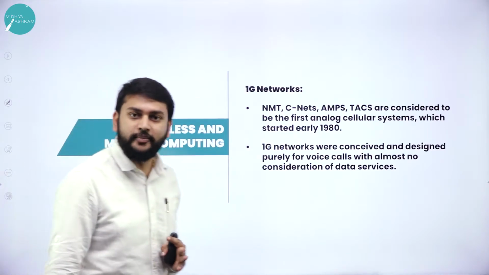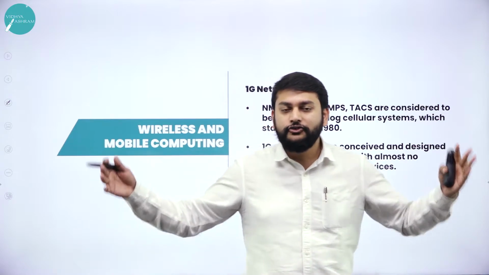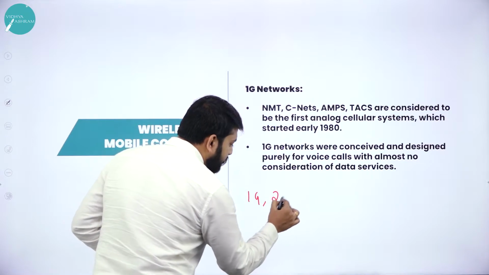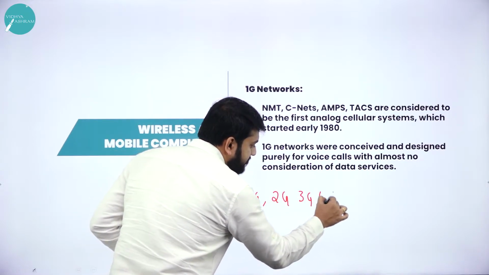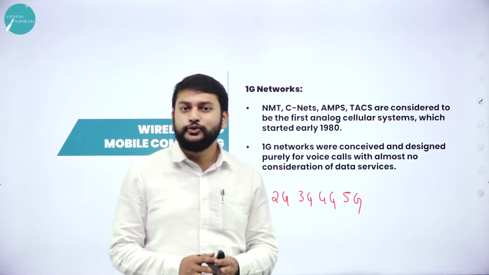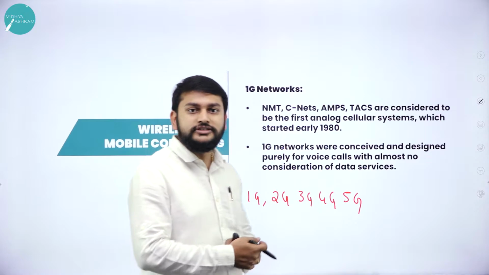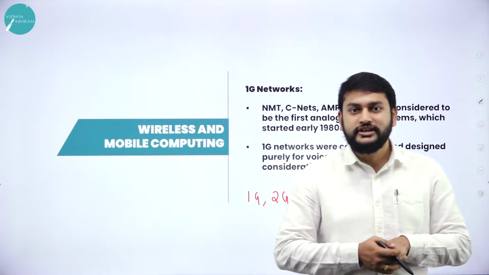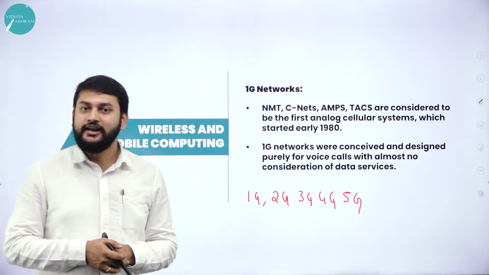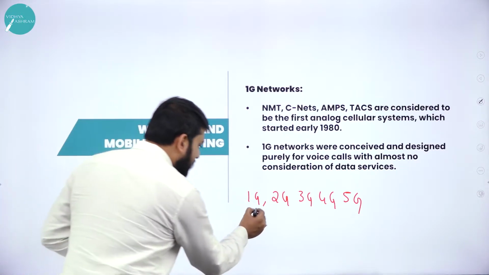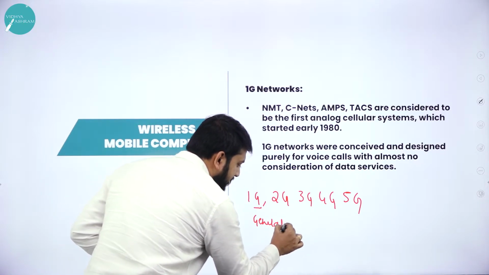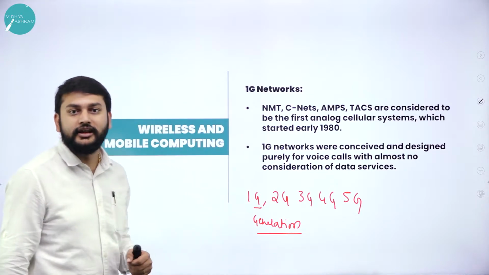So we have 1G. All of you will know 1G, 2G, 3G, 4G, and then we have 5G. All these things you will know. Sir, what is this 1G, 2G, 3G, 4G? Please understand, we have this G, and the meaning of G is generation. What is the meaning of G? G in the sense of generation.